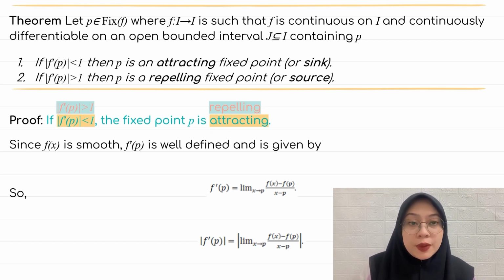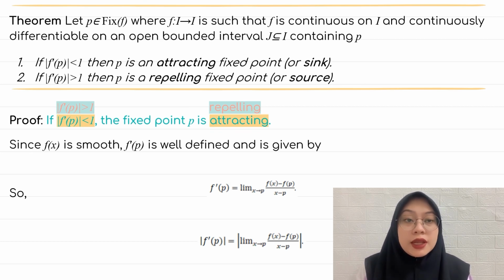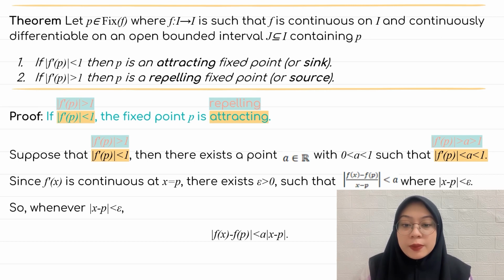Since f is differentiable, f'(p) is well defined and is given by f'(p) equals the limit of (f(x) - f(p)) / (x - p) as x approaches p. Suppose that the modulus of f'(p) is less than 1. Then there exists a in the real numbers, with a between 0 and 1, such that the modulus of f'(p) is less than a, which is less than 1. Since f'(x) is continuous at x equals p, there exists epsilon greater than 0 such that the modulus of (f(x) - f(p)) / (x - p) is less than a, whenever the modulus of x - p is less than epsilon. So, whenever the modulus of x - p is less than epsilon, we obtain that the modulus of f(x) - f(p) is less than a times the modulus of x - p.